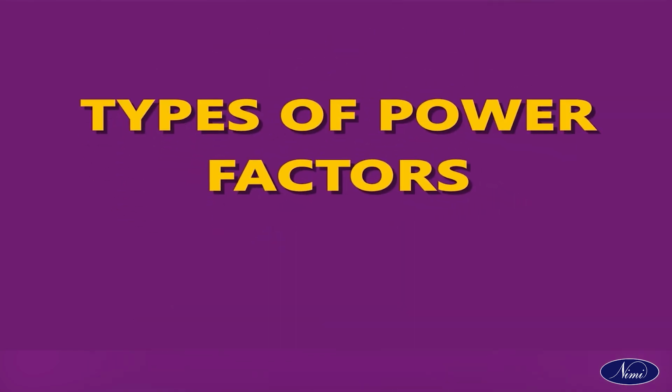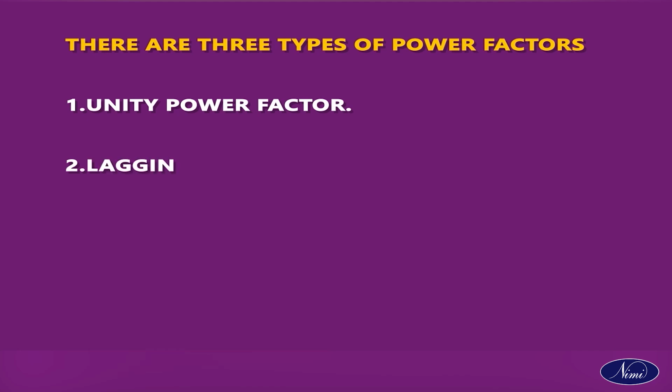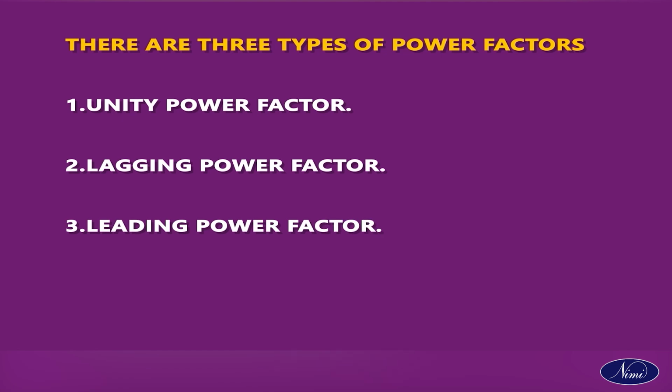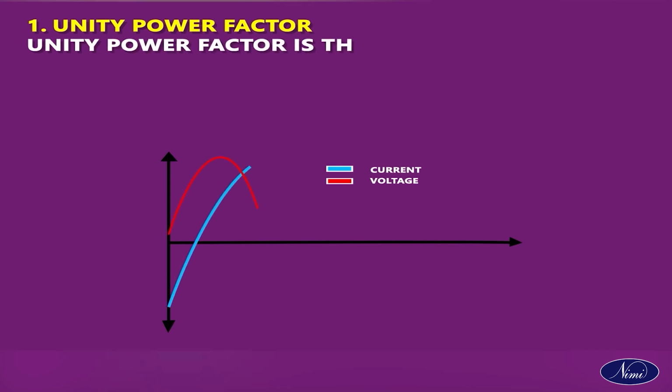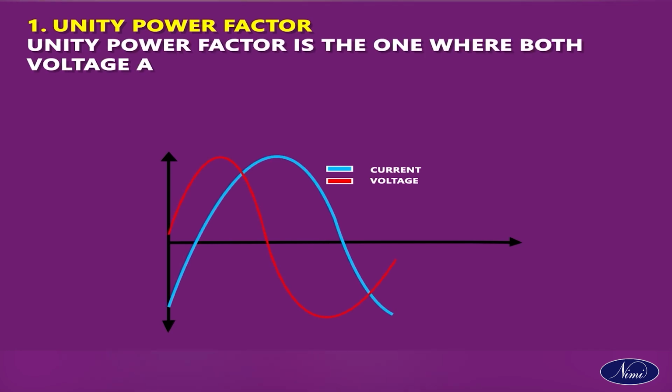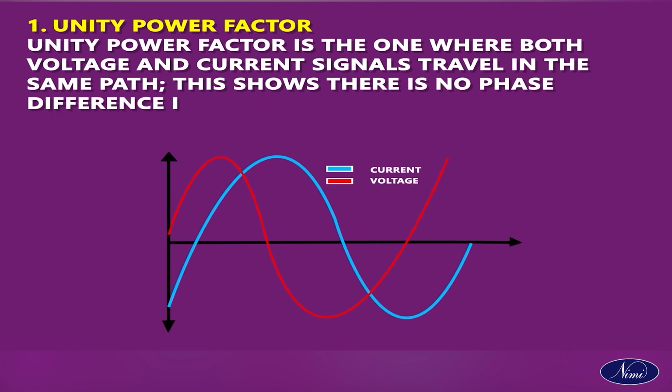Types of power factors. There are three types of power factors. 1. Unity power factor. 2. Lagging power factor. 3. Leading power factor. 1. Unity power factor. Unity power factor is the one where both voltage and current signals travel in the same path. This shows there is no phase difference in unity power factor.